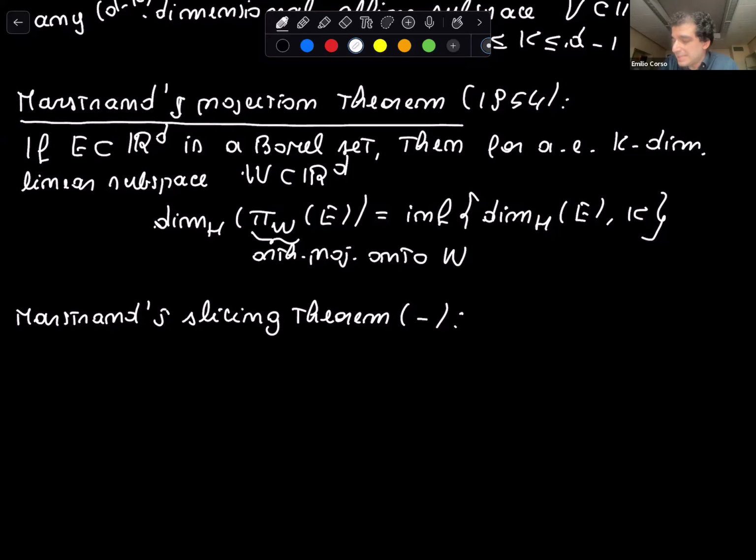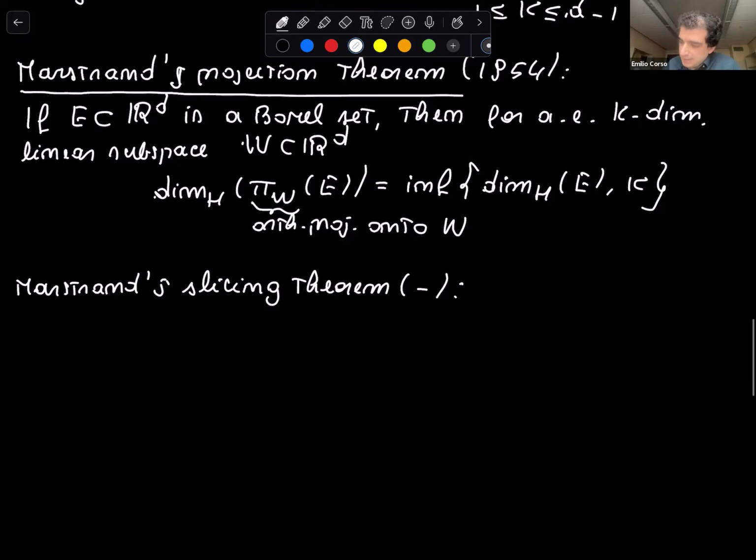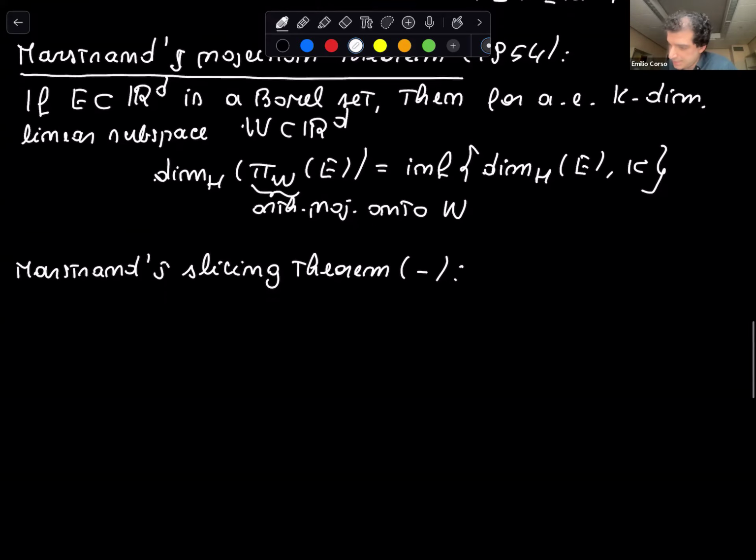Well, the dimension of the slices under orthogonal projections, which are nothing but the dimensions of the intersections of an arbitrary Borel set E with affine subspaces of dimension D minus K, should be bounded from above by the dimension of E minus the dimension of the projection. So we expect an upper bound which is the supremum between 0 and the difference between the dimension of E and K, except that the slicing theorem of Marstrand is slightly less strong compared to its projection theorem in the following sense.